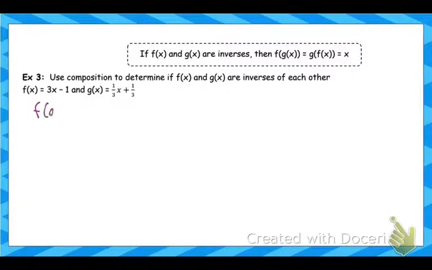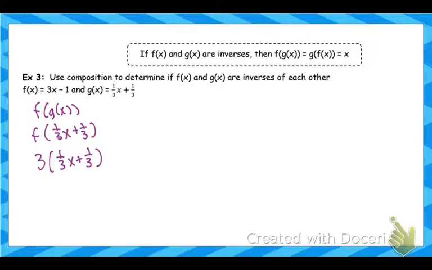So f of g of x. g of x is 1/3 x plus 1/3. So every x in the f of x function is going to get replaced with that value. So 3 times (1/3 x plus 1/3), minus 1. I forgot my minus 1. So 3 times 1/3 x is x. 3 times 1/3 is 1. The 1 minus 1 cancels out. I'm left with just x.